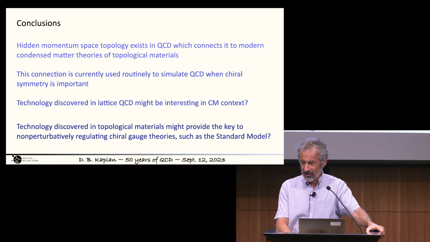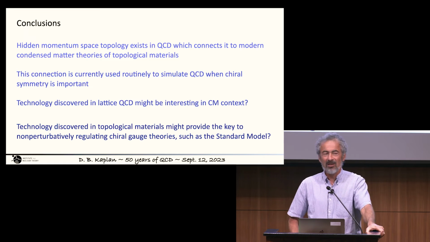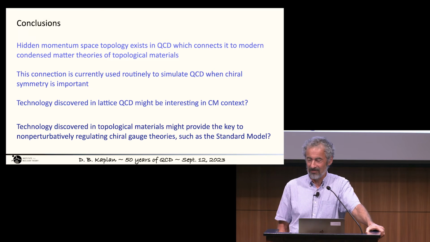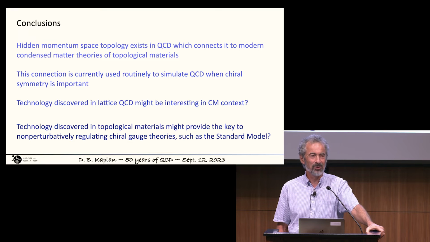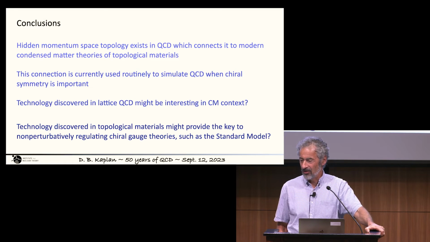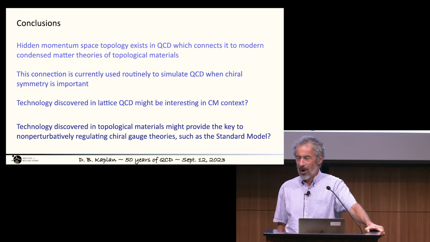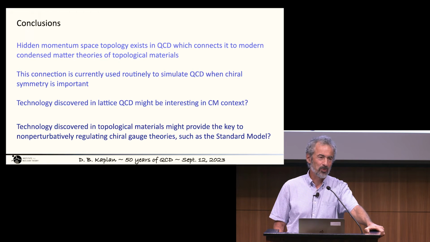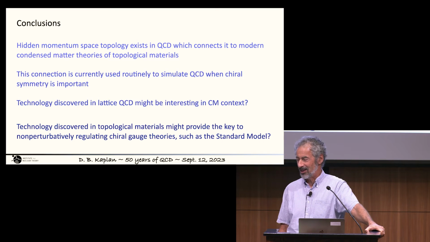So I want to conclude, which is that hidden momentum space topology exists in QCD. It exists in almost any theory of fermions. It's hard to see because it requires the full UV completion of the theory to understand what it is. It connects our relativistic quantum field theories to the theories of topological materials. As a practical matter, it's used routinely now to simulate QCD whenever chiral properties are important and where the fine-tuning savings is worth the extra cost of looking at an extra dimension.